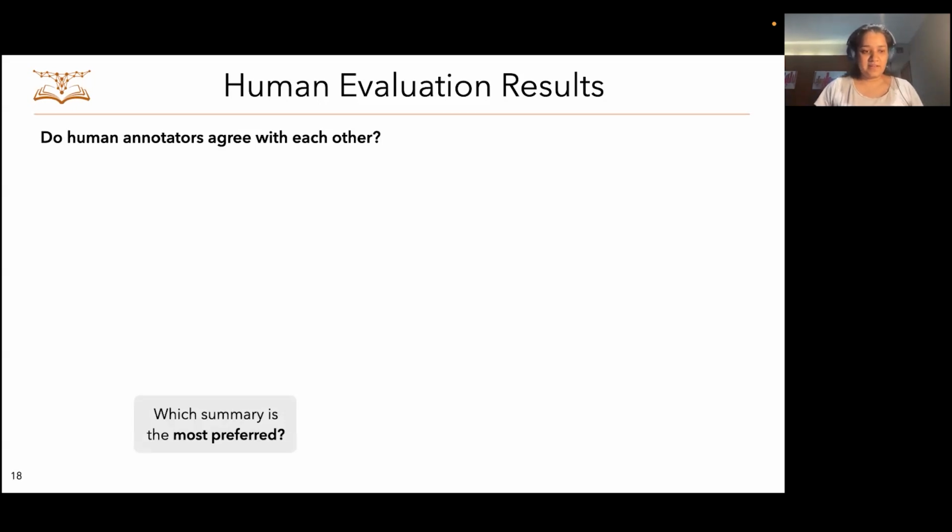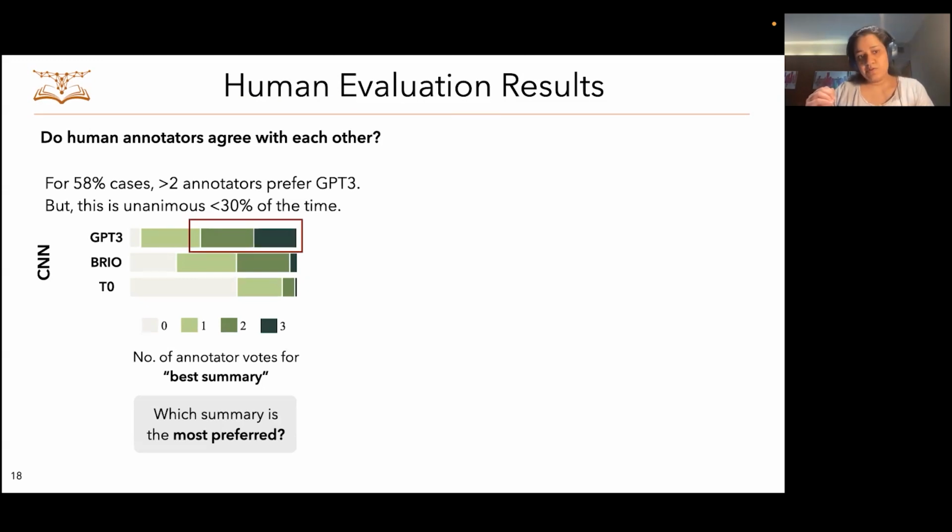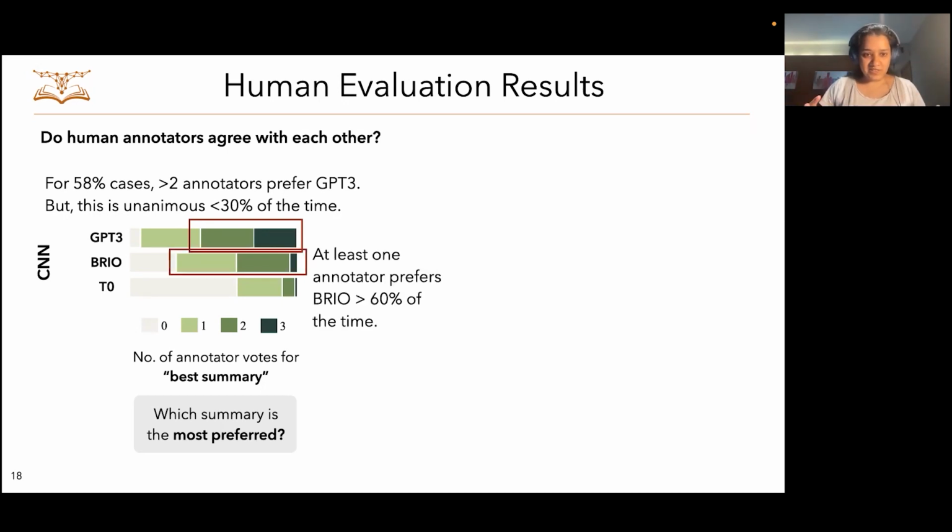So first, let's look at this agreement for the question of which summary is most preferred. What's shown on this graph here is the number of annotator votes that each of the systems got for best summary. And this shows a very interesting picture. It shows that even though for more than 58% of the cases, GPT-3 was the majority vote, this was only unanimous less than 30% of the time. So what this is saying is that for more than 60% of the cases, at least one of the annotators thought that Brio was the better summary, which highlights the inherent ambiguity in conducting this kind of human evaluation.